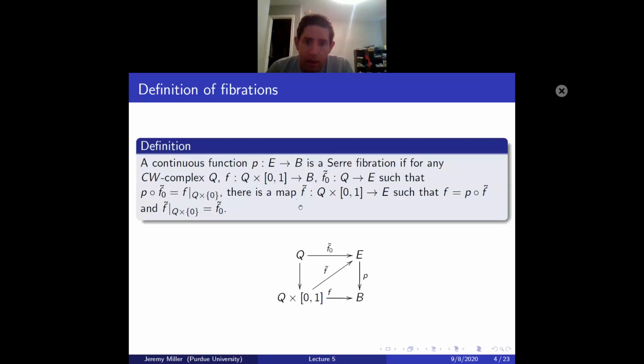And diagrammatically, this is how we write this condition. We have this map F, and we have this map F0 tilde. And the map's a fibration if there exists a lift F tilde. If it's a covering space, this F tilde will be unique, but in general, it doesn't need to be unique. Okay, any questions on fibrations?